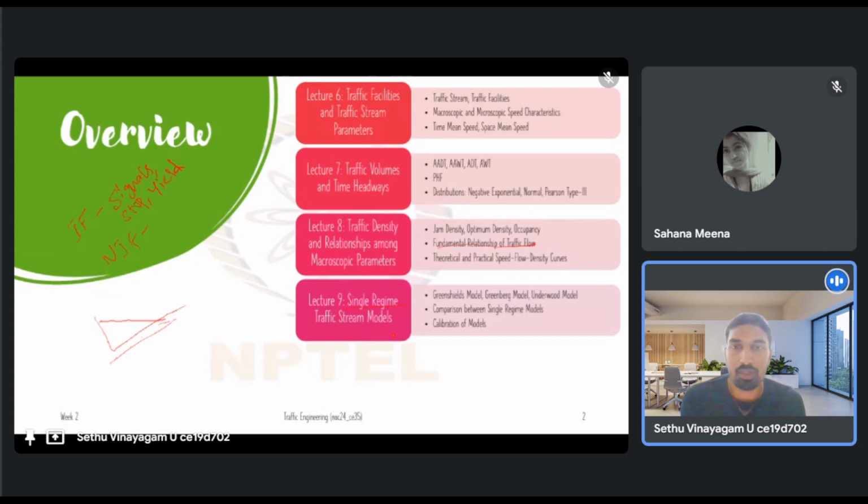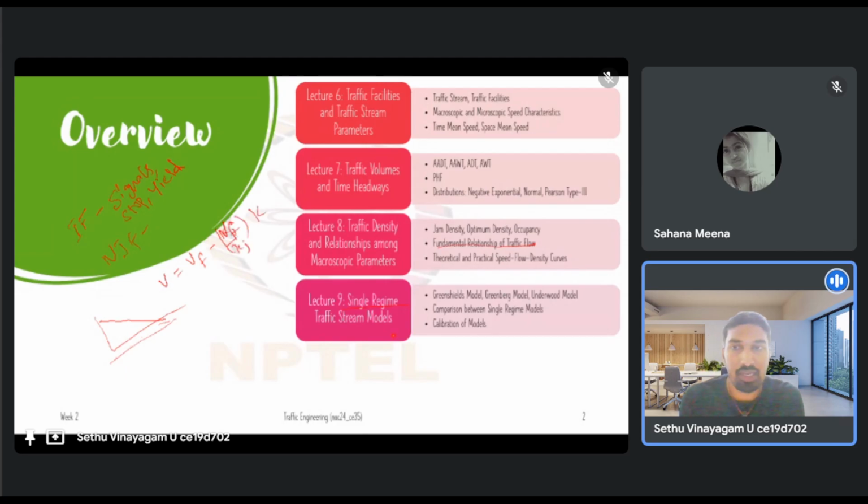So the Greenshields model is one of the most popular models, where the speed density relationship is expressed as V is equal to Vf minus Vf by Kj into K, right?